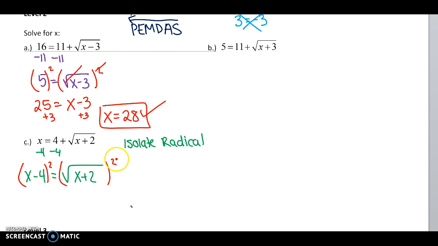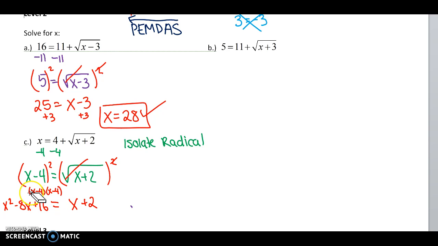The nice thing here is you don't have to FOIL out a radical. That square and that square root will just undo each other, so you'll be left with x plus 2 here. Now you will have to square this other side, but it's a little bit easier to square the x minus 4 times x minus 4 than it would be for the radical. Now, if I square that, I get x squared minus 4x would give me minus 8x. Minus 4 and minus 4 would give me plus 16.